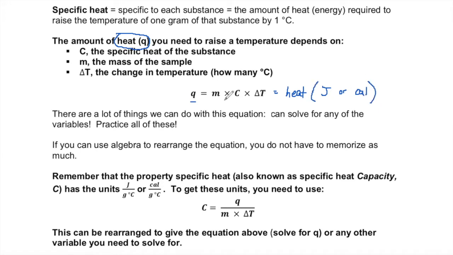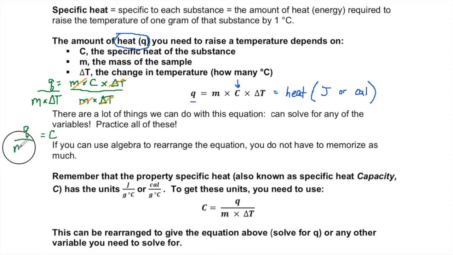Let's go ahead and rearrange this equation to solve for the specific heat, C. So if we divide both sides of this equation by m and by delta T, then on this side the m cancels and the delta T cancels. On the right side of the equation we just get C, and then on the left side we have the heat over the mass times the delta T. So this is how you would calculate the specific heat capacity of something.